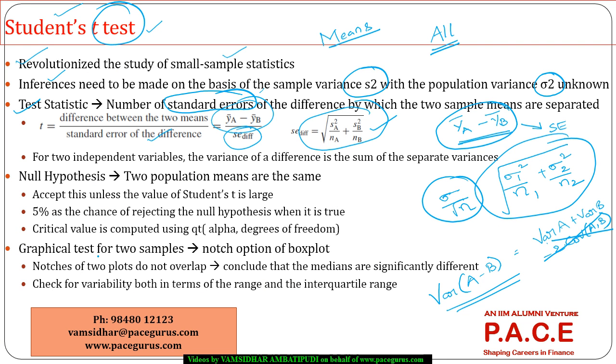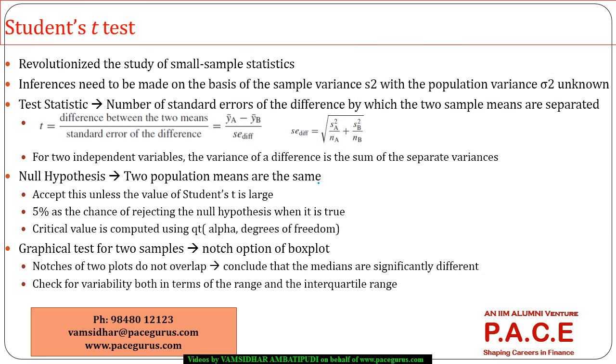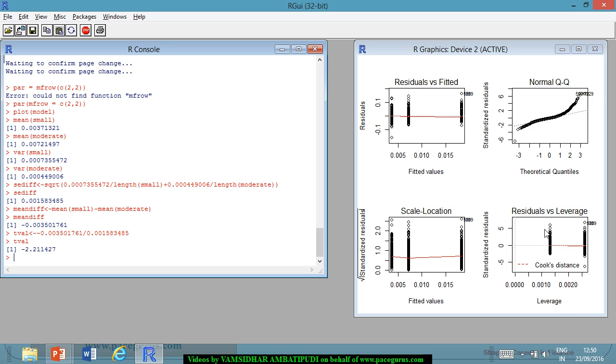2.217. And corresponding to this difference, I can compute the critical value associated with the t. I can very well compute it using the qt function, where I have to specify the alpha in this case. If I'm going with a two-tail test, I'll always look at alpha by 2, which means I'll take 1 minus alpha by 2 in the qt formula. Degrees of freedom will become NA plus NB minus 2.